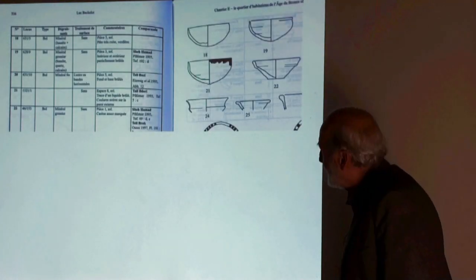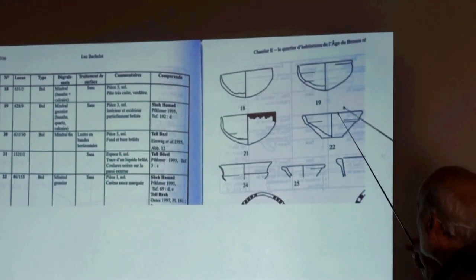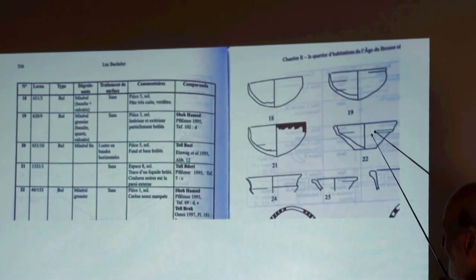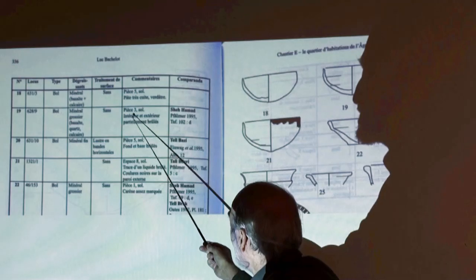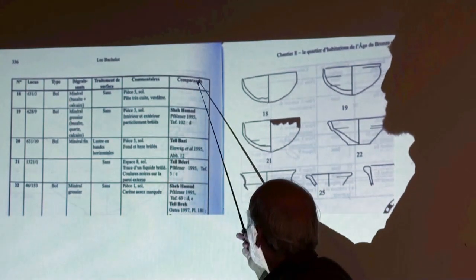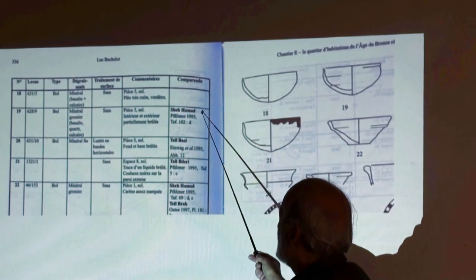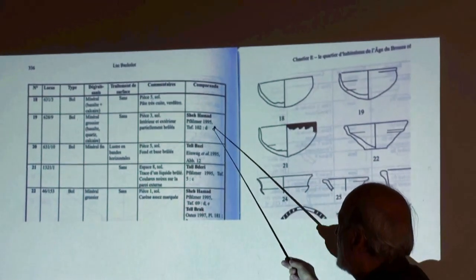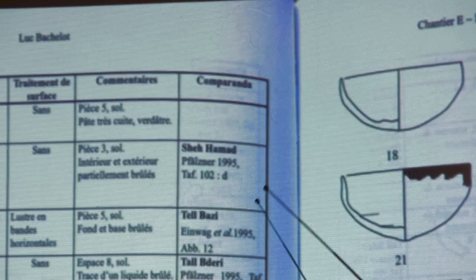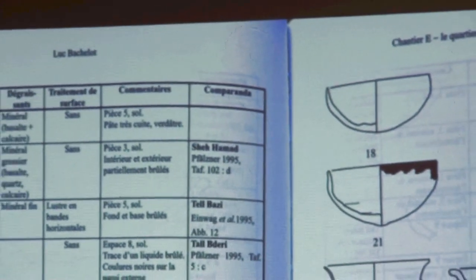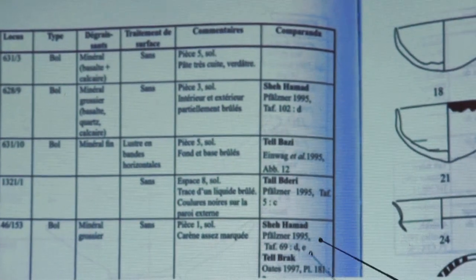And so some of this is from the excavation report. Some of these pots are Middle Assyrian ones, although they didn't actually admit that in this chapter. But number 19 here, you can see it was found on the floor of room 3, and it's compared to a pot from Tell Sheikh Hamad, or Dur Katlimu, a Middle Assyrian site that I'll come on to, and they reference Felsner, plate 102, item D. And similarly, this is a very typical carinated Middle Assyrian bowl, and again, they reference Felsner, plate 69, D and E, which I'll show you.